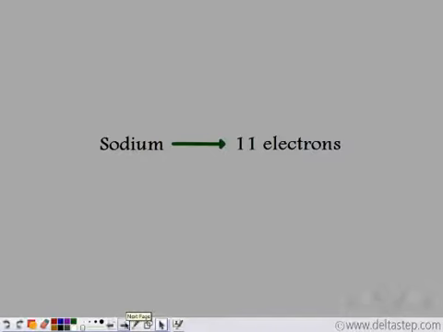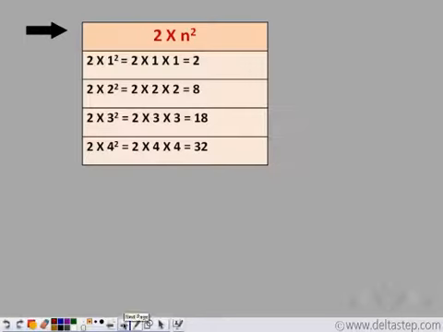Now let's take another example, sodium. It has 11 electrons. So from the first rule, we know that the first shell can have 2 electrons. Now sodium has 11 electrons, so the second shell can have 8 electrons. The remaining 1 electron goes to the third shell.